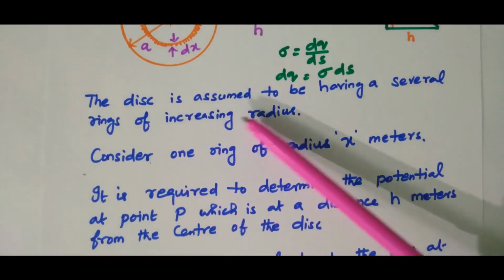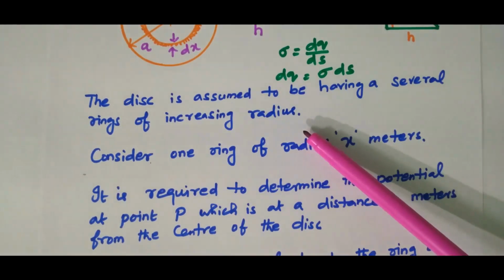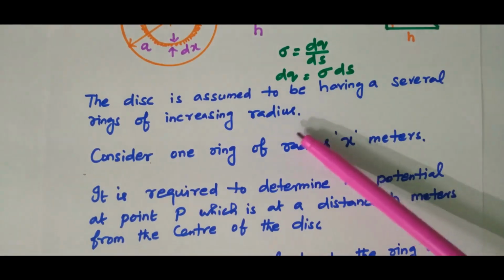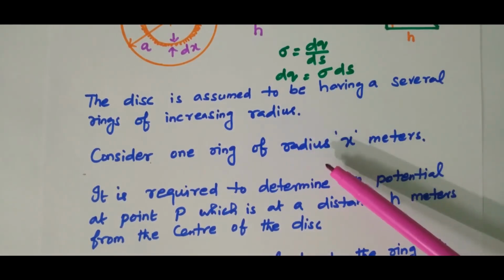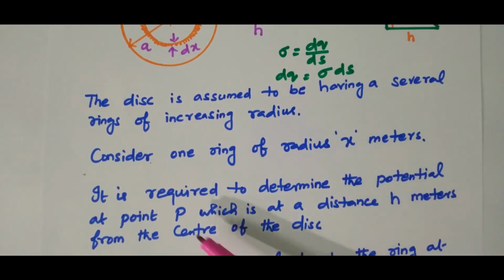The disk is assumed to be having several rings of increasing radius. That is, from 0 to a, there are so many rings available. In that, we consider one ring at x meter with a thickness of dx. Our aim is to find the potential at this point P, which is at a distance h meter.